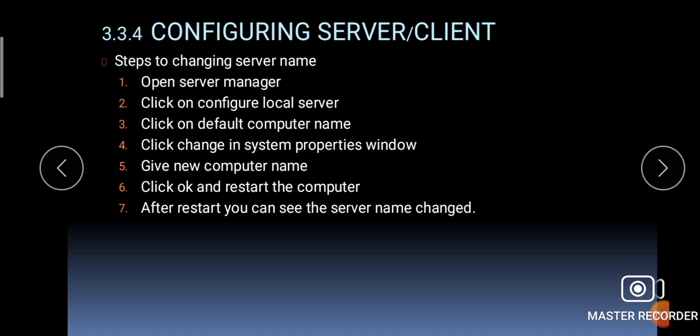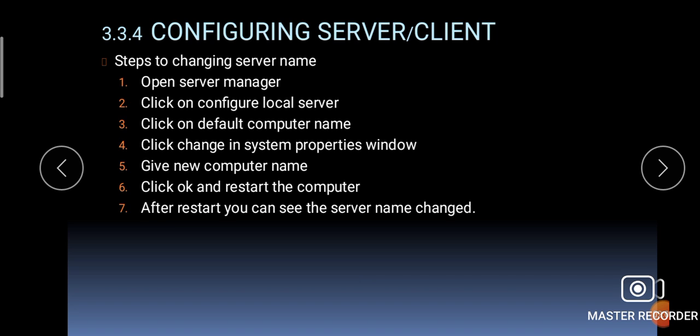Then click on Configure Local Server. Whenever you open Server Manager, you have to click on Configure Local Server. Then click on the default computer name. Next, click Change in the System Properties window. Then give a new computer name, click OK, and restart your computer system. After restart you can see the server name has changed. So this is our step for changing the server name.